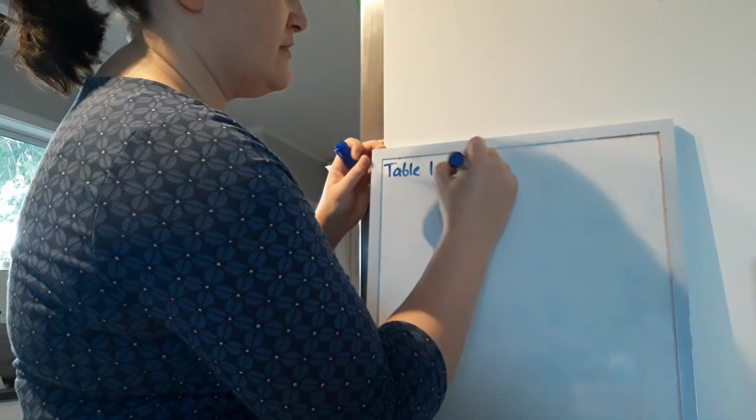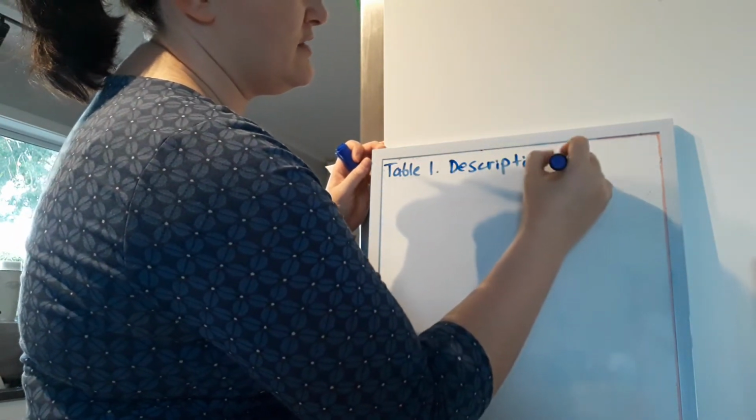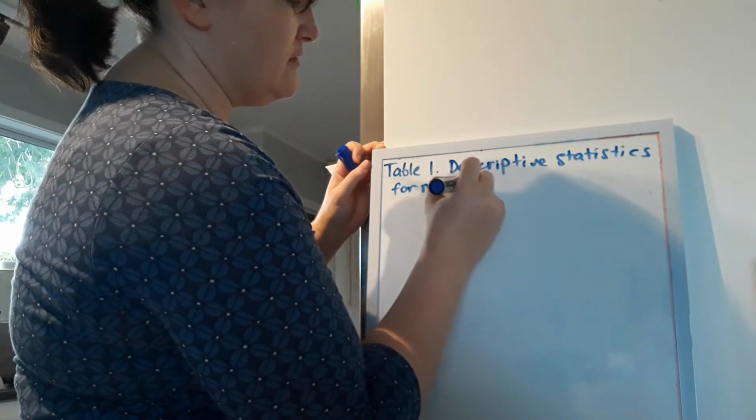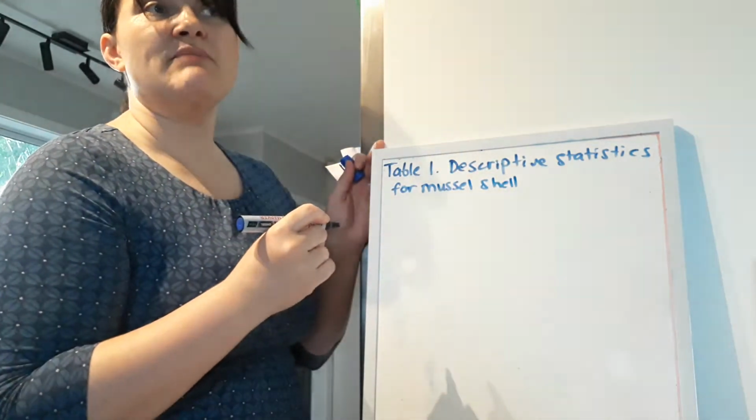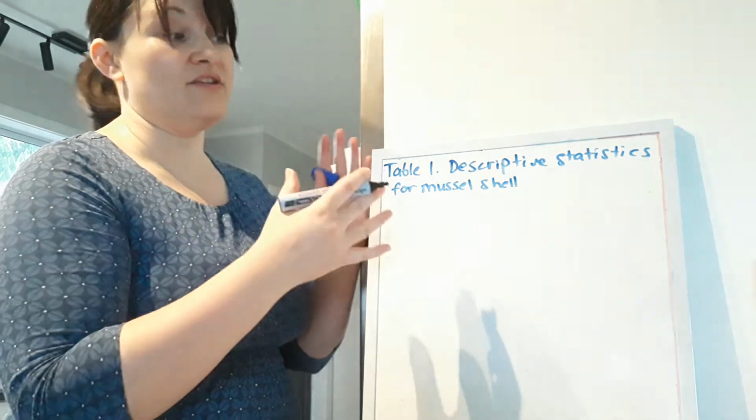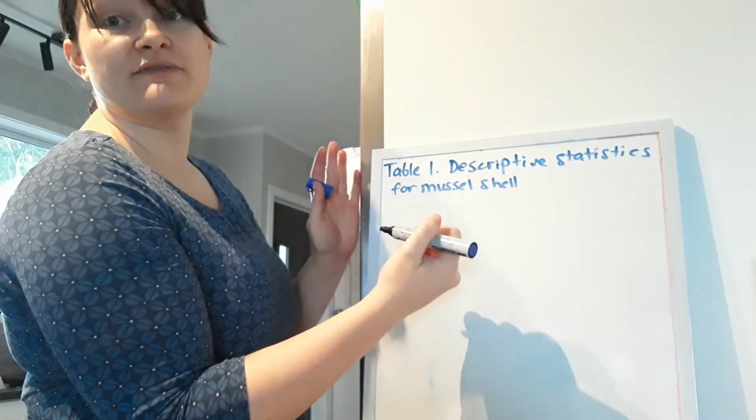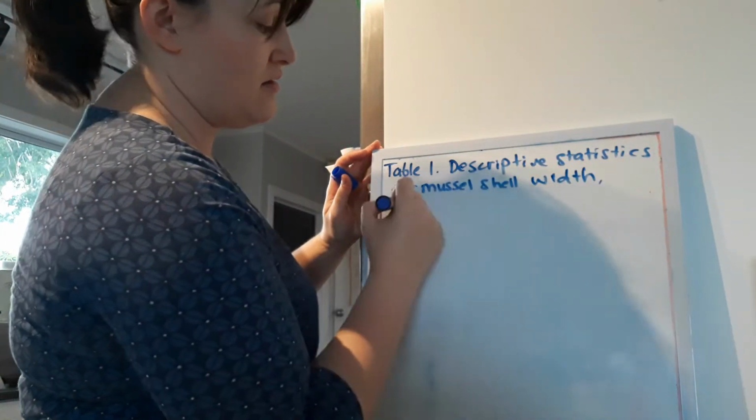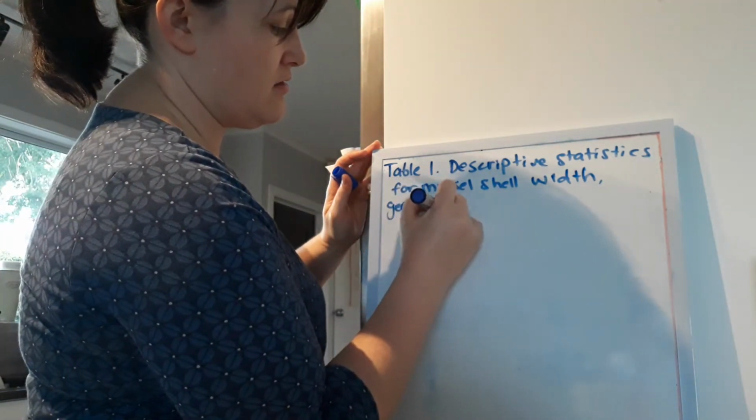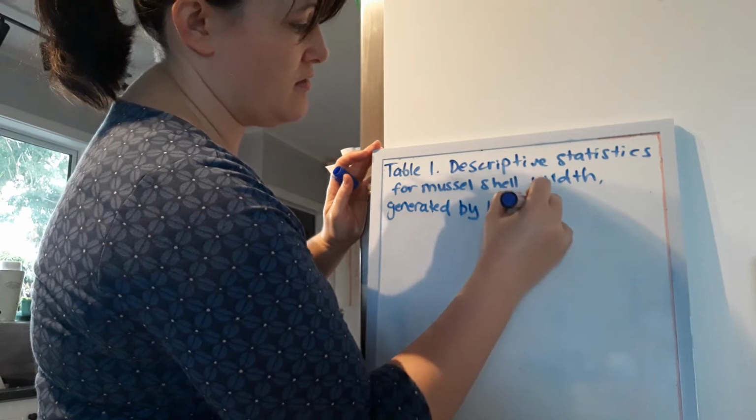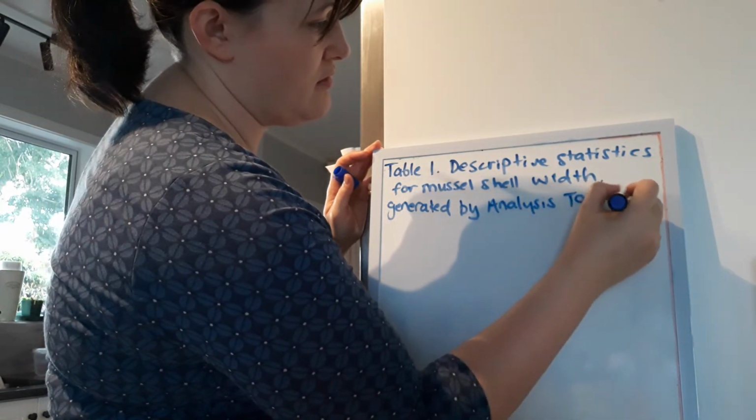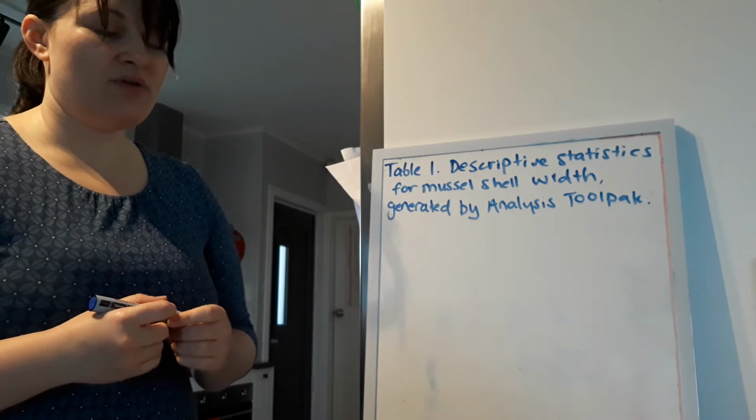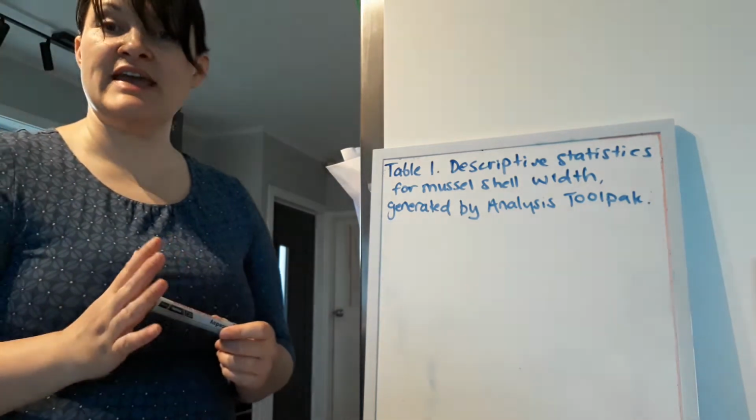So, descriptive statistics for mussel shell. Oh, and actually it would be mussel shell length or mussel shell width. You can't just say for mussel shells, because you have to say what the descriptive statistics are describing. So for mussel shell width, for example.